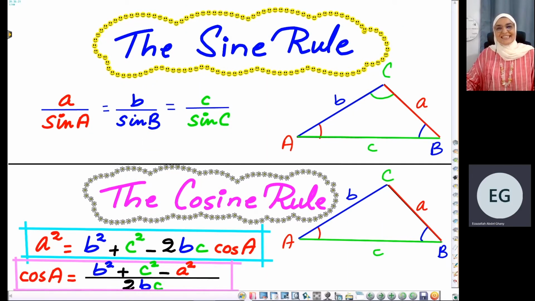Hello, my dear students. Today's lesson is about the sine rule, the cosine rule, and the area of a triangle. These three topics are connected. Most probably you can find them in one question in paper 4 IGCSE.